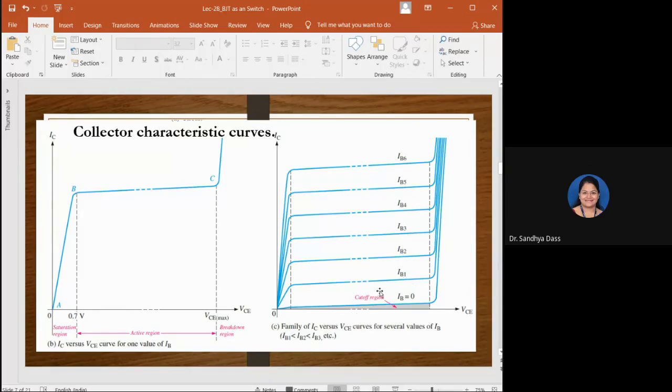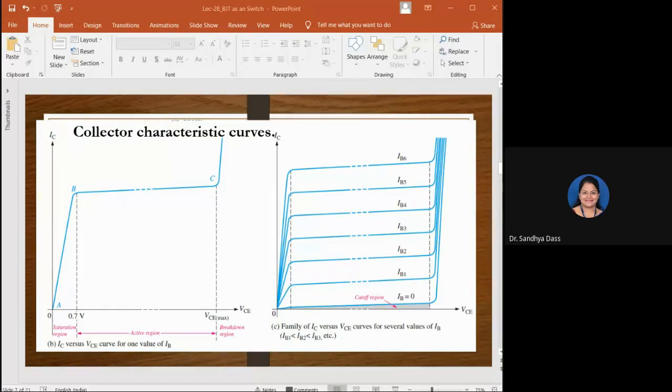Are you able to get the different regions of operation of BJT here? If this is clear, then you will understand how the BJT is used as a switch. You will understand the switching operation. Are you all with me? Any doubt at any point? Can you once summarize? Yes, sure.